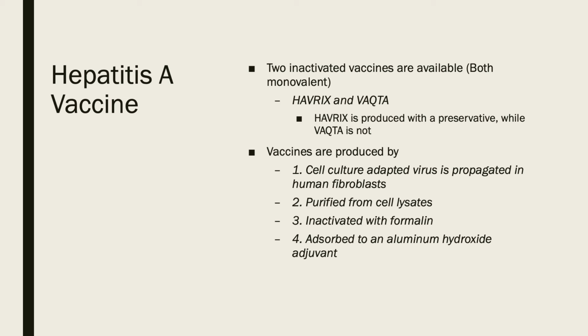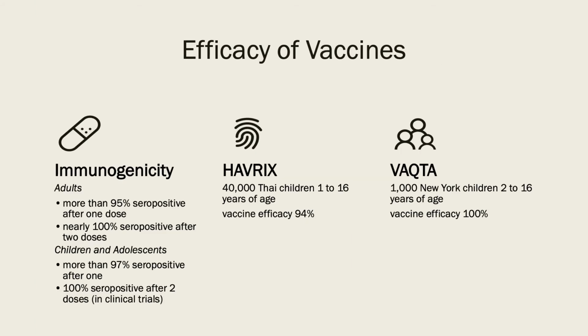A cell culture adapted virus is propagated in human fibroblasts, purified from cell lysates. It's inactivated with formalin and adsorbed to an aluminum hydroxide adjuvant. This creates the vaccine. So I just wanted to cover the immunogenicity and efficacy of vaccines. Looking at immunogenicity, sorry, this word is difficult to say.